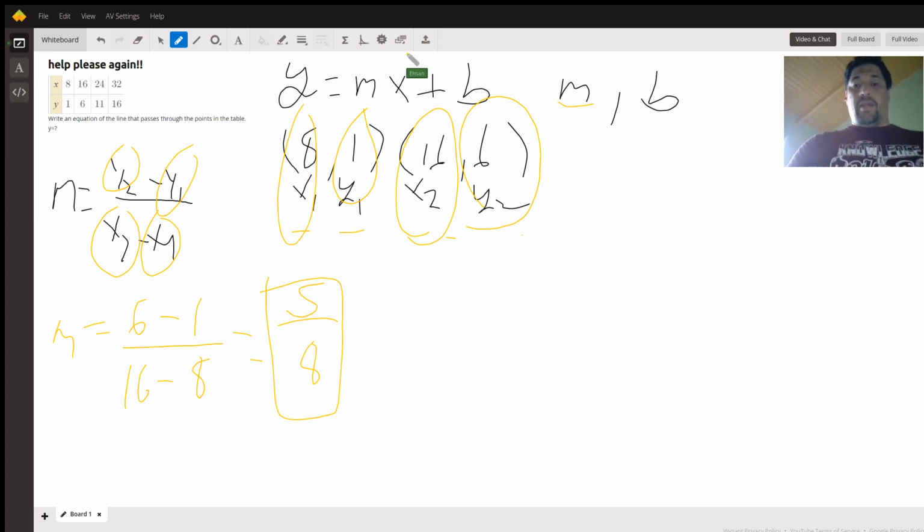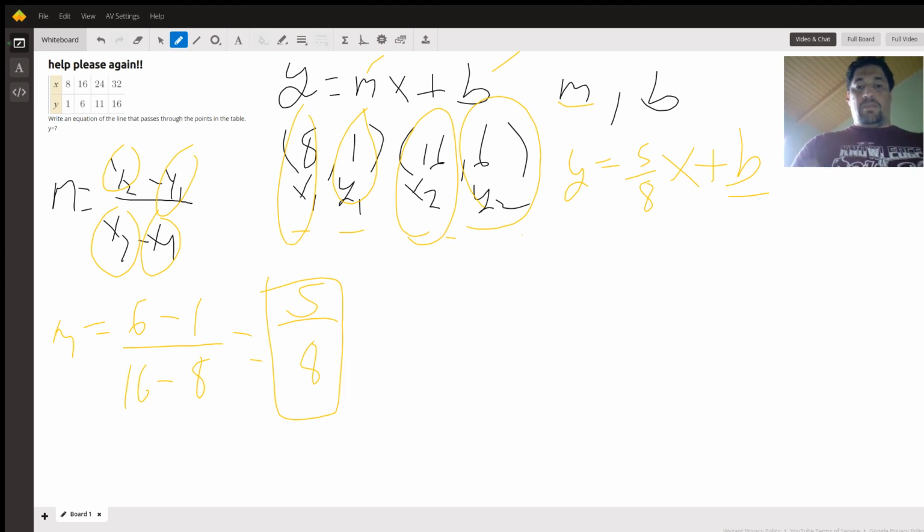Now we have our m. So far our equation looks like y equals 5/8 x plus b. So the only thing left in this equation is b. I'm substituting m and solving for b to find those two variables.